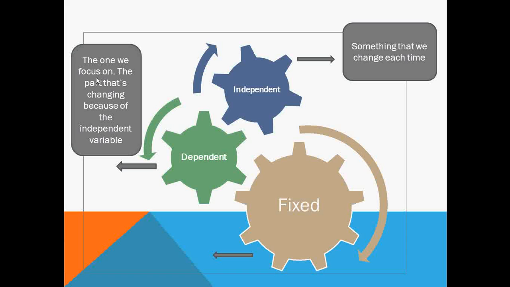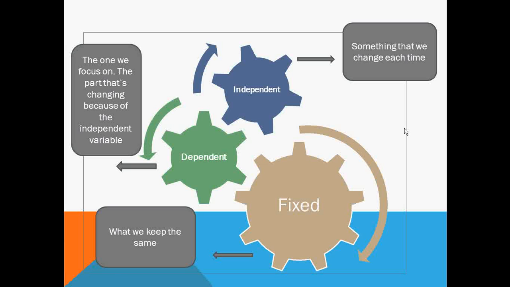We need a dependent variable. This is a variable that we look at. This is the one that we're interested in watching what happens with. Does it go up? Does it go down? This is the part of the experiment that will change because of what we are changing earlier on, the independent variable. And also we like to keep something the same, and we call this the fixed variable.